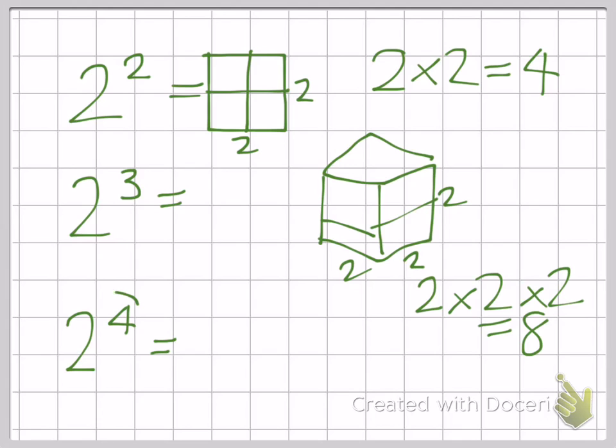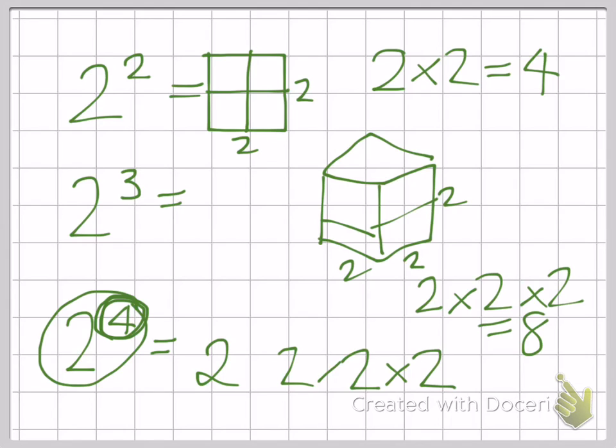Now for this one here, you can't really use the visualization of squares or cubes. The best way to do this is just to look at the index number, and remember that's the number of times that you're going to write down the large number below it. So we're going to write down 2 4 times, and then we're just going to multiply them together. So 2 times 2 gives us 4. Take that answer forward, times it by this 2 would give us 8. Take that answer forward, multiply it by this 2, which would give us 16.